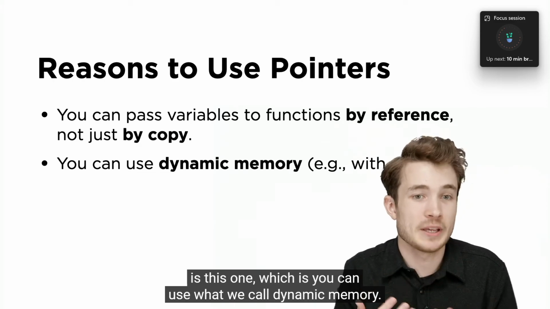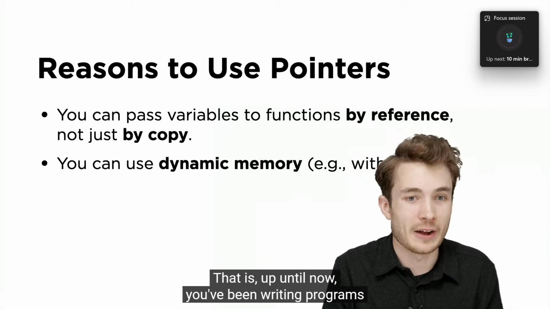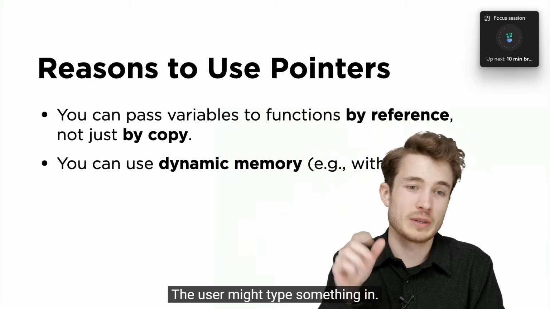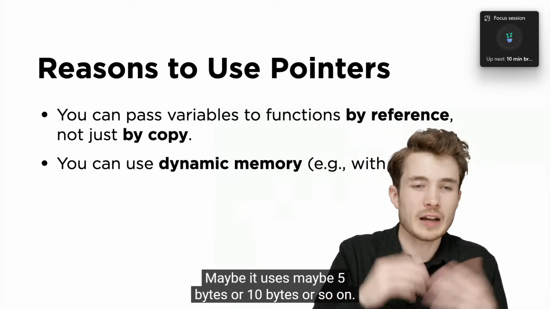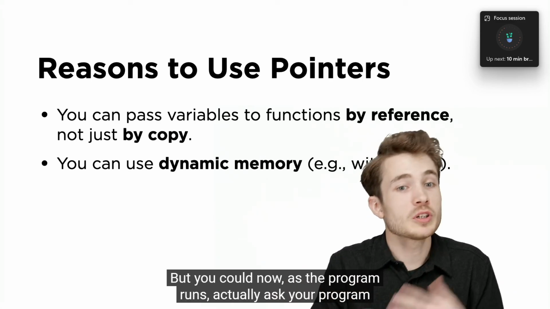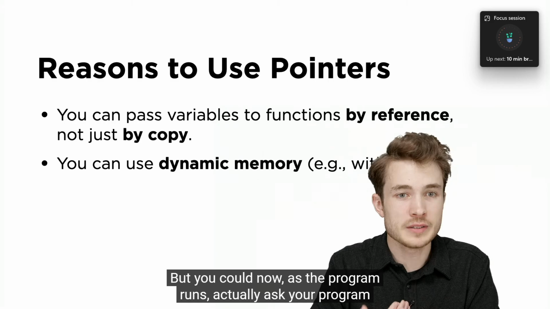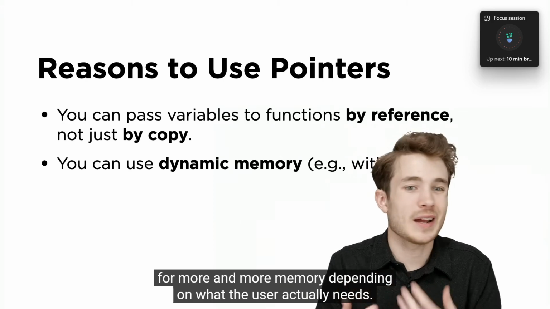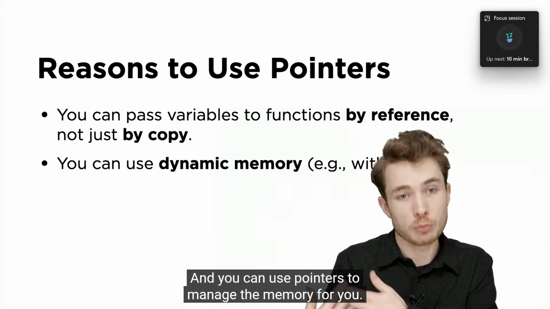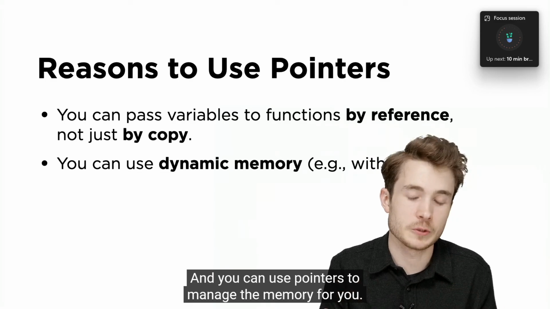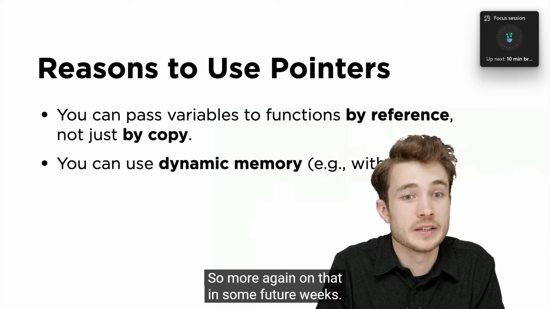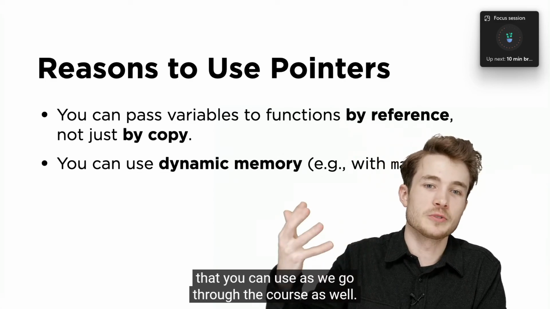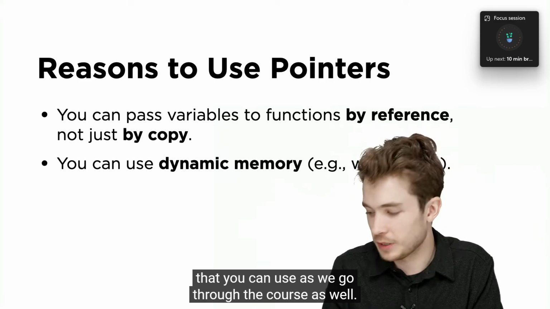And perhaps more resonant this week is this one, which is you can use what we call dynamic memory. That is, up until now, you've been writing programs that use some fixed amount of memory. The user might type something in, maybe it uses 5 bytes or 10 bytes or so on, but you could now, as the program runs, actually ask your program for more and more memory depending on what the user actually needs. And you can use pointers to manage memory for you. So more again on that in some future weeks, but pointers here are setting up these additional capabilities that you can use as we go through the course as well.